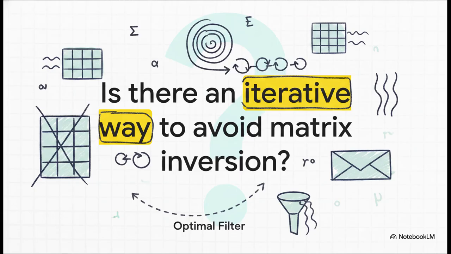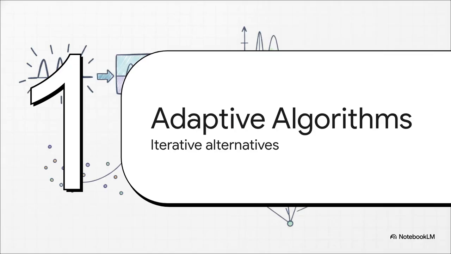Inverting the matrix is way too complex for lots of real-time applications. Is there an iterative, practical way to get to that same optimal filter without doing all that heavy mathematical lifting at once? Enter Section 4, Adaptive Algorithms.